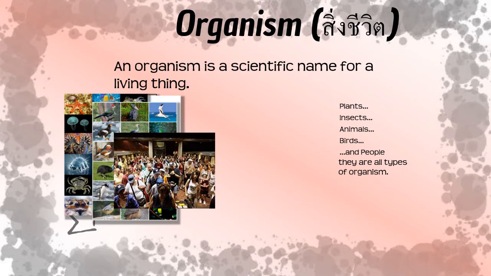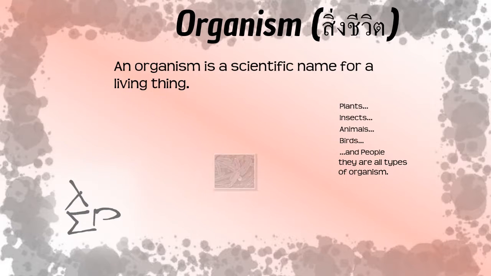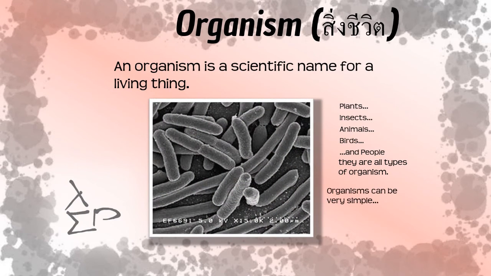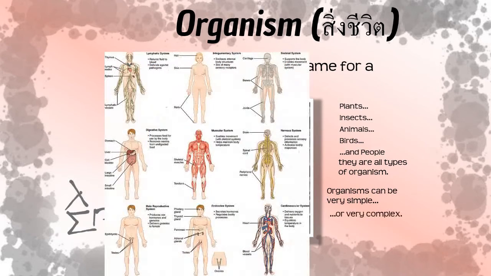Even we human beings are organisms, we just wear clothes and live in houses. Organisms can be very, very simple, like these one-cell bacteria, or they can be very, very complex, like us, but they are all different types of organism.